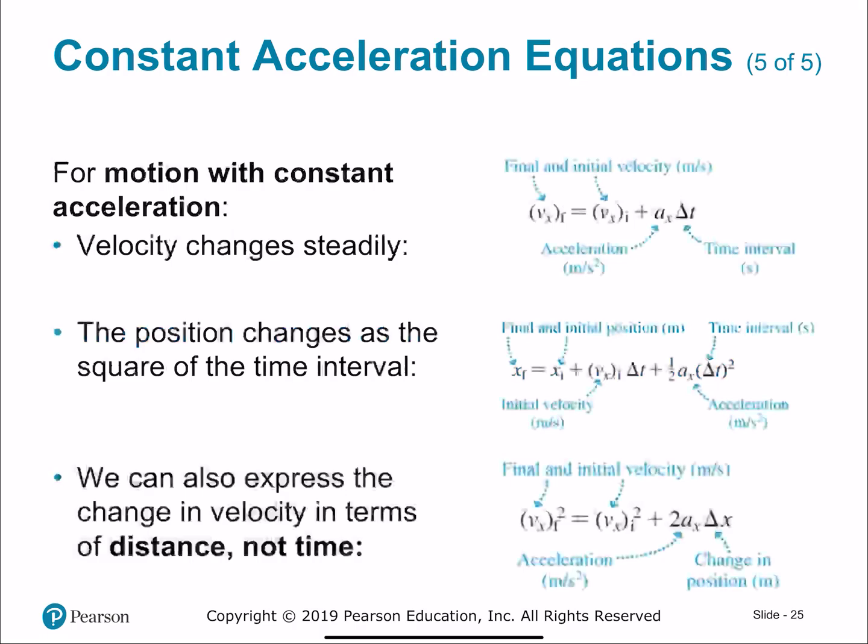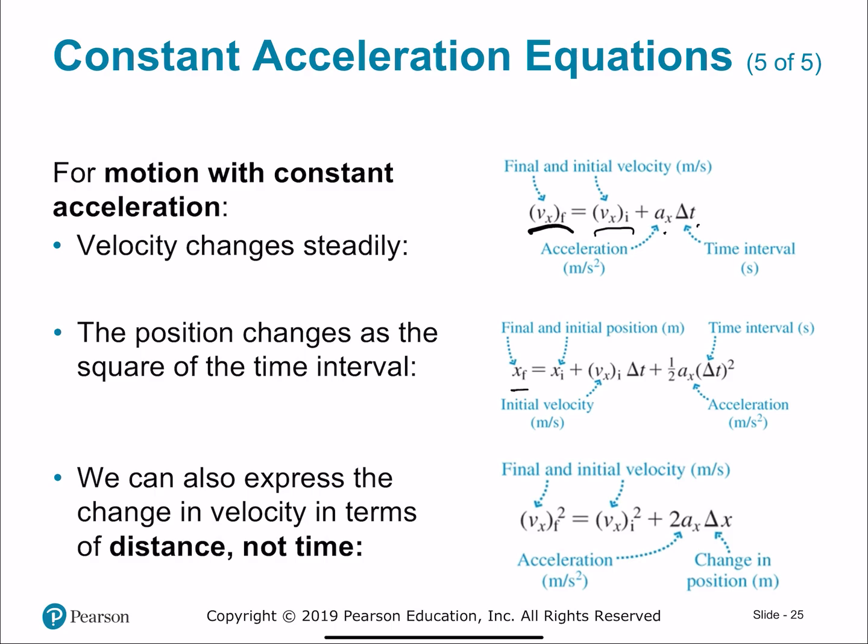I don't want you to memorize these equations, although after you use them a lot, you'll see that they come natural to you. The derivation for this equation is in the book, so go and read that. We have three equations that are very important. First, final velocity equals initial velocity plus acceleration times delta t. This allows you to get the velocity if you know the acceleration and the time.